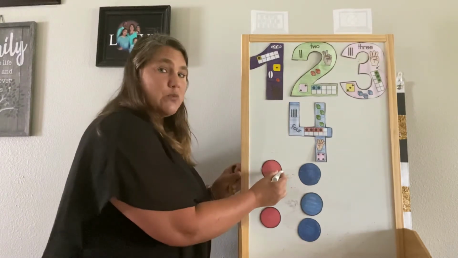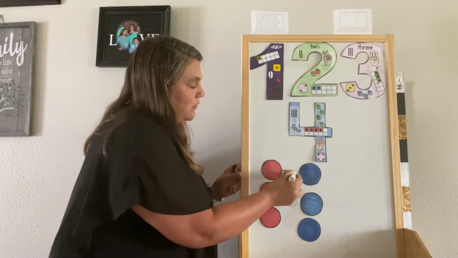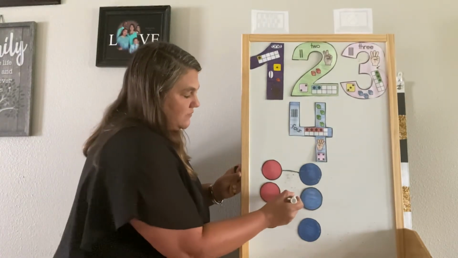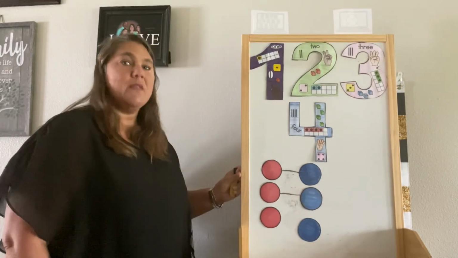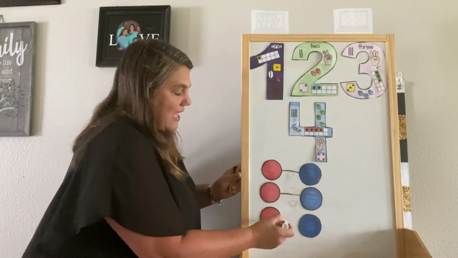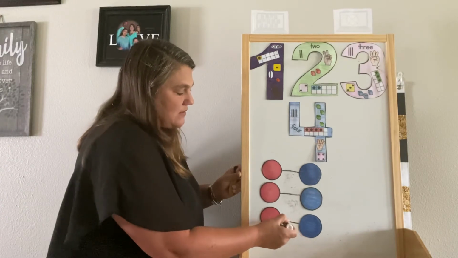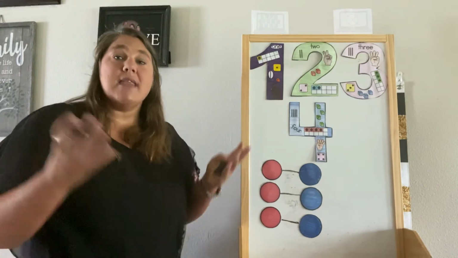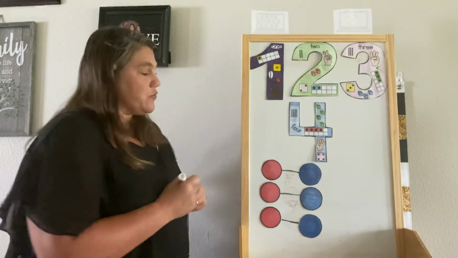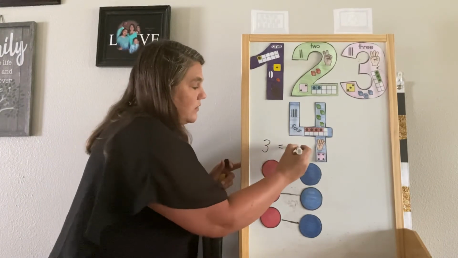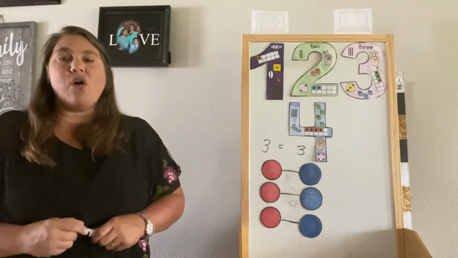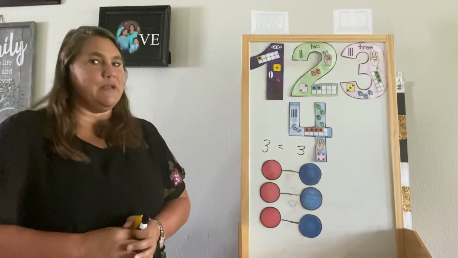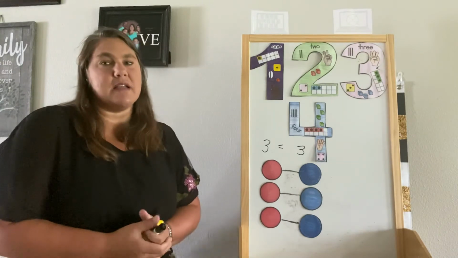Let's see if they have partners. Ready? Does this red circle have a blue partner? Yes, great job. All right, does this red circle have a blue partner? Sure does. And the last one, does this red circle have a partner? Yes, so guess what? It is the same number. 3 is equal to 3. They are the same. I have the same number of red dots as blue. Great job subitizing and comparing today, friends.